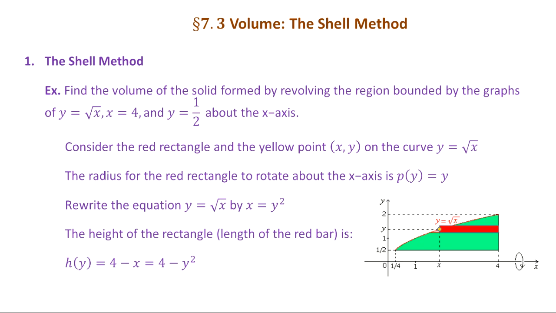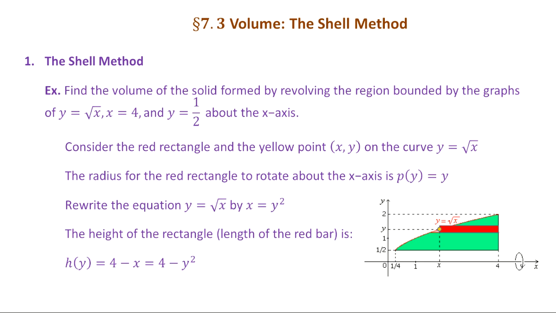We need to rotate this plane region about the x-axis. Again, you draw a rectangle in the region parallel to the horizontal axis. That's what you do when you use the shell method, and you don't need to do that in the disk method in many cases. Sometimes you do, but in the shell method you should always do that.